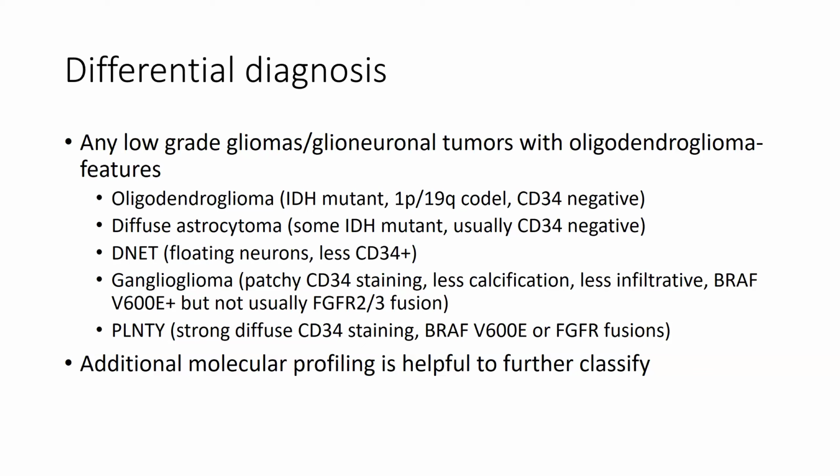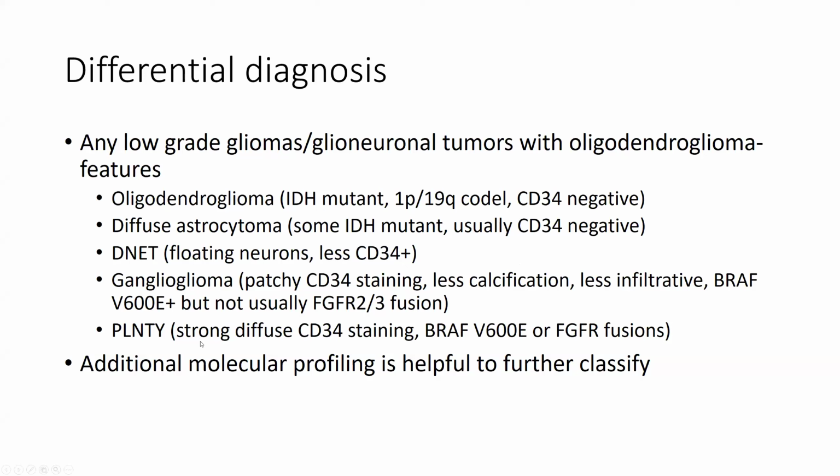DNET, dysembryoplastic neuroepithelial tumor, is also a consideration, especially due to the location of being a sort of cortical and subcortical-based solid and cystic tumor. But we did not see floating neurons in this case. Gangliogliomas, because of the evidence of both neuronal and glial differentiation occasionally. However, gangliogliomas generally show less calcification than this, are less infiltrative, and may show a BRAF mutation.